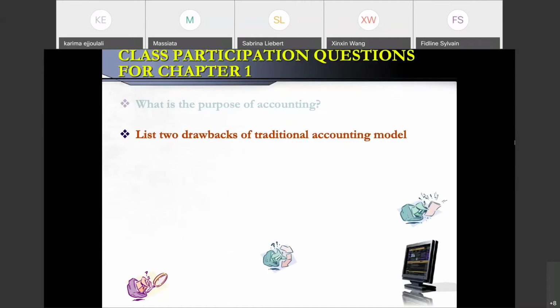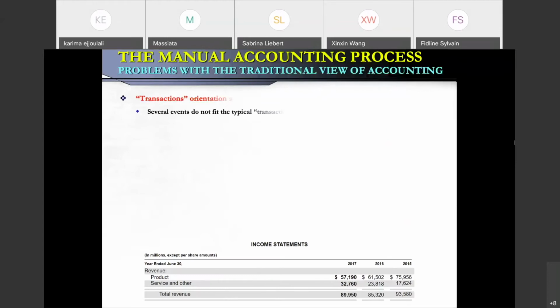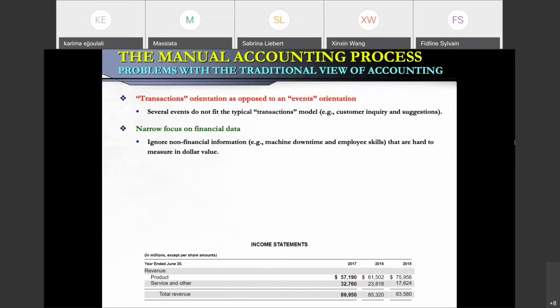So as previously, we talked about the drawbacks of the traditional accounting models, right? I want to touch base on this in more detail with you guys. I hope you will mark the number and take note, because this is not the slide. The slide I'm using for lecture is different from the slide I'm sending to you guys.